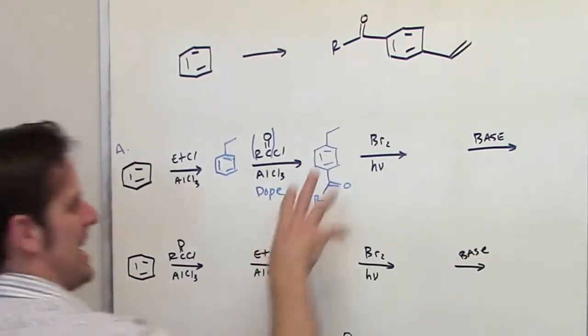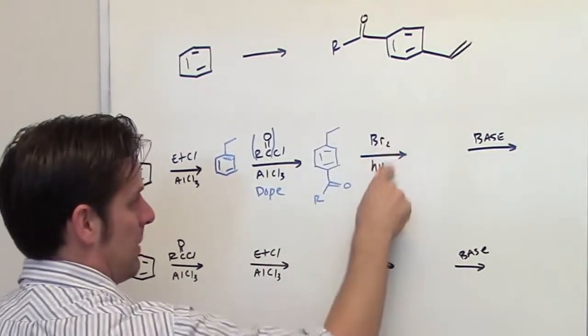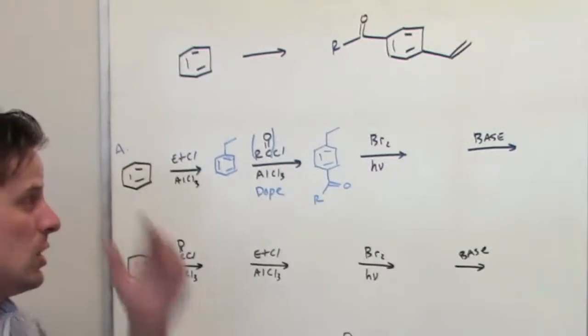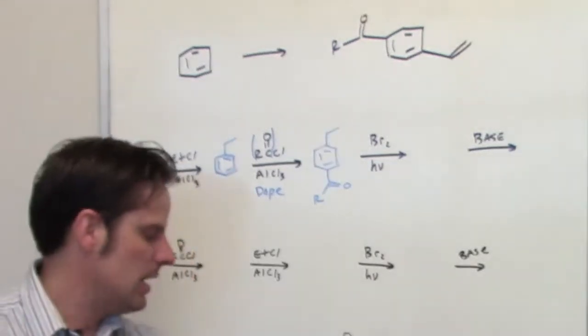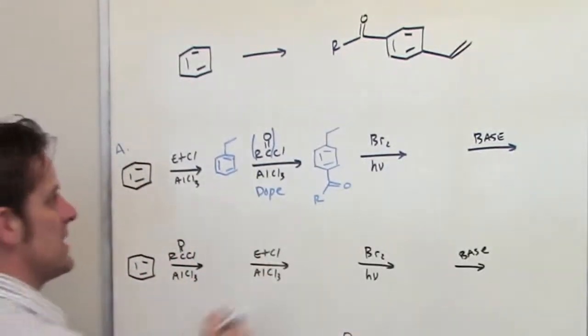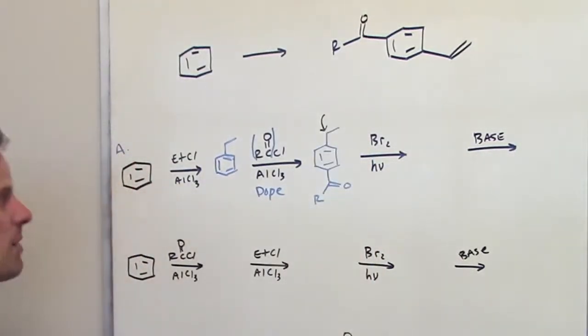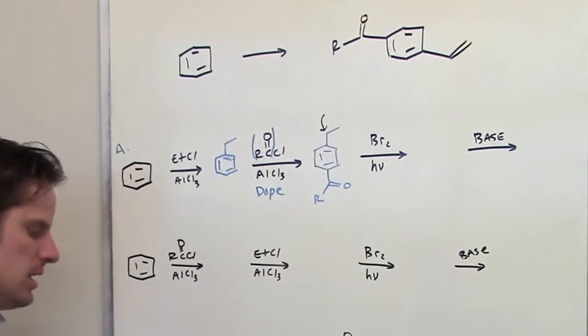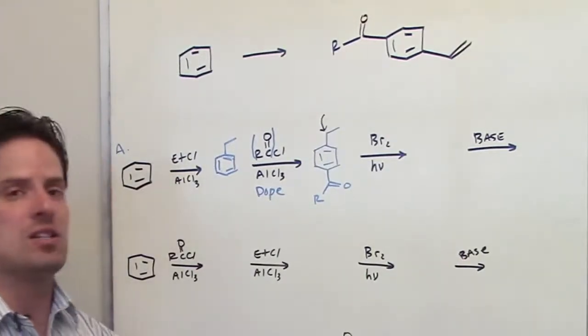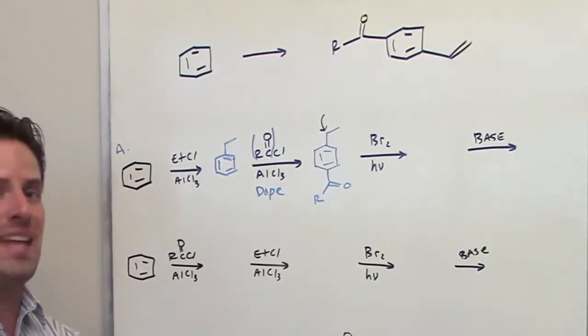Now at this point, I take this molecule and subject it to bromine and light. What does bromine and light do? Well, bromine and light, when you have a group dangling off a benzene ring, places a single bromine at the benzyl carbon, which is that carbon right there. Just in case you don't know, the benzyl carbon is the carbon that's one away from the benzene ring.